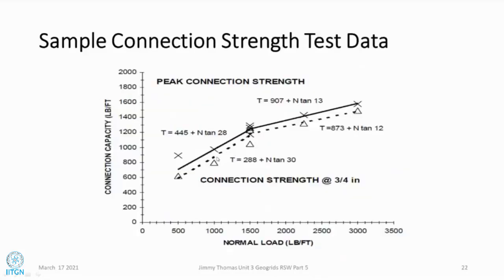This shows the graph actually, the connection strength result. On the x-axis we have the applied normal load, shown here in pounds per foot. Tests at different normal loads will be conducted, then the corresponding strength will be measured. We have two values here. One is the peak connection strength. When you apply the force, the force versus displacement is plotted, and the peak will correspond to the peak connection strength.